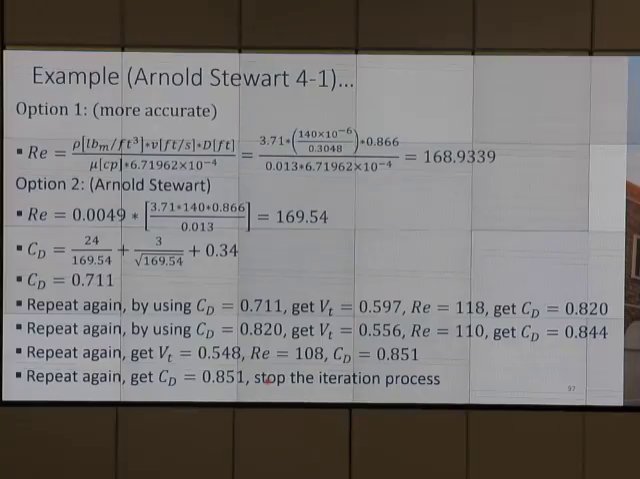So why do we use a chart? Now you can see, right? The chart already includes the effect of turbulent flow of the droplet, and you don't need to iterate to get the accurate C sub D.